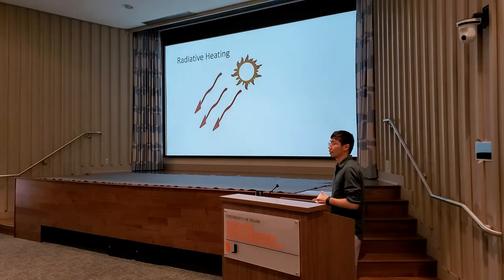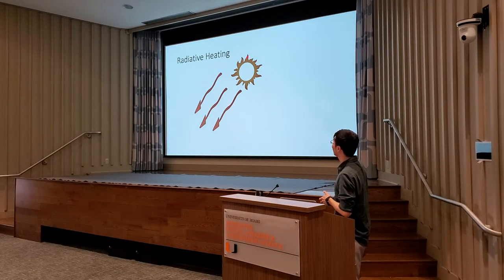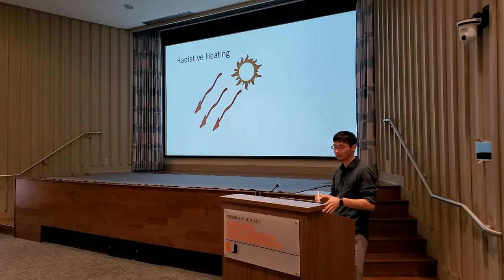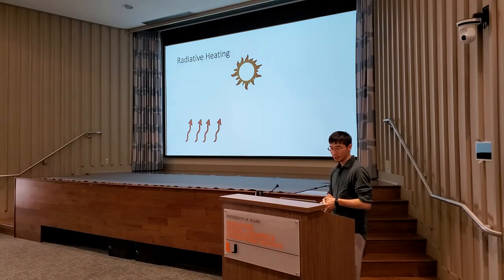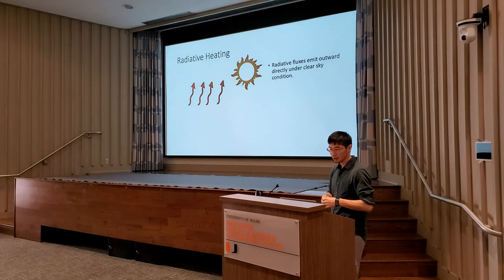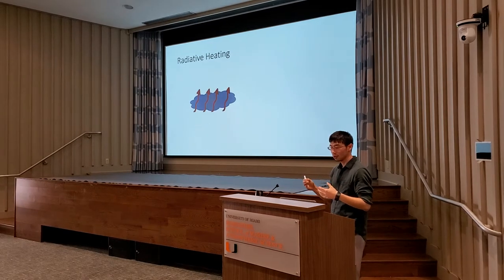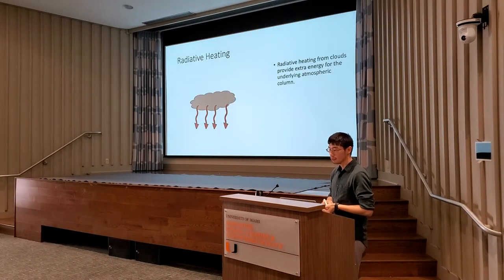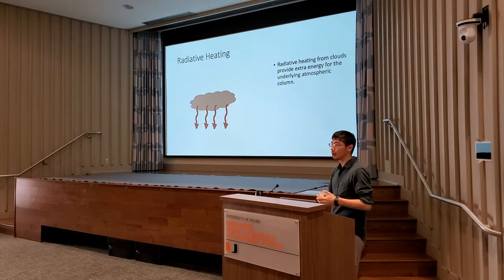So radiative heating, the very basic concept, is that when the sun emits solar radiation to the Earth, the surface receives this energy and it will be emitted back outward. If there's nothing above, like a clear sky, then this long wave radiation would be emitted outward directly. However, if there are clouds over there, the clouds will trap this long wave radiation and emit it back to the underlying layer, and then provide extra energy for the underlying atmospheric column.